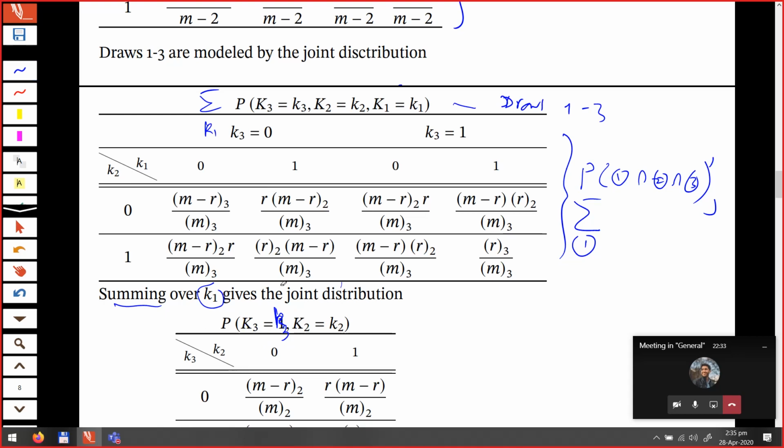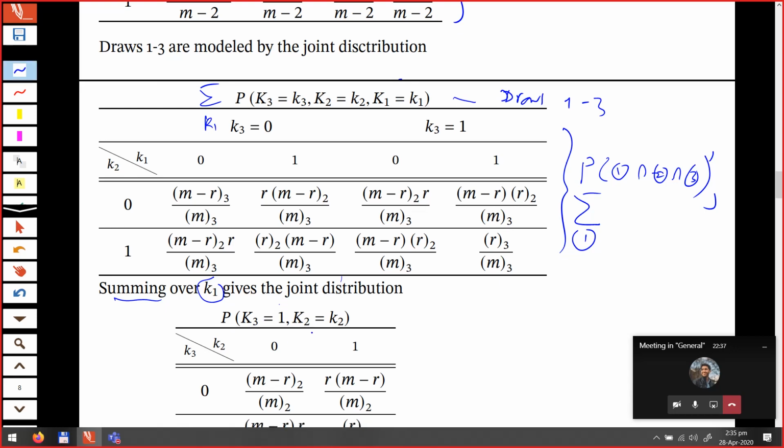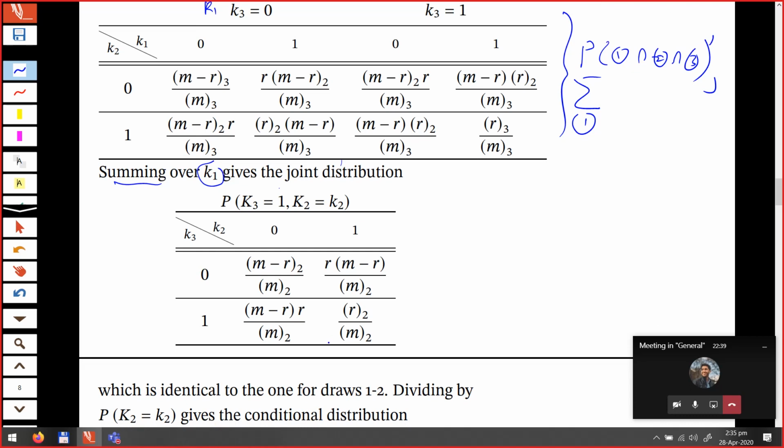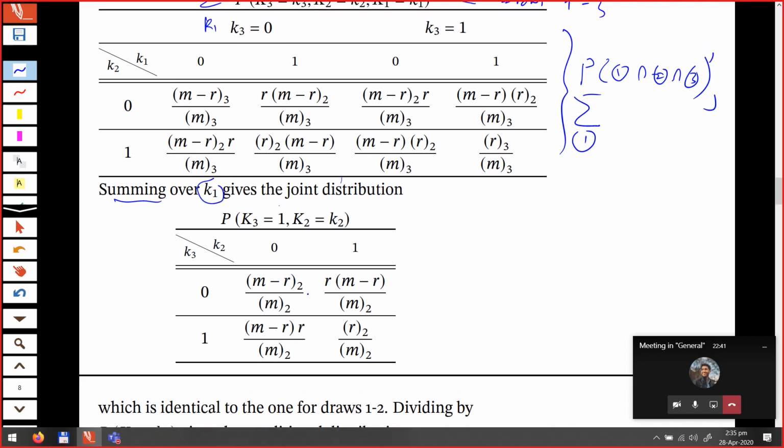I need one table for K3 is equal to 1 and one table for K3 is equal to 0. No, this K3 comes here actually. The possible values of K3 are there, so you should not write 1 or 0 there. That was a typing mistake.